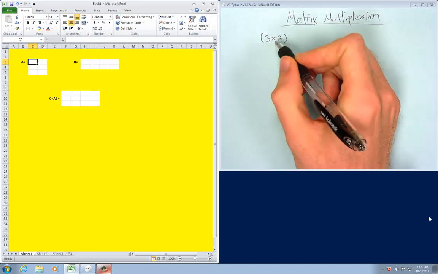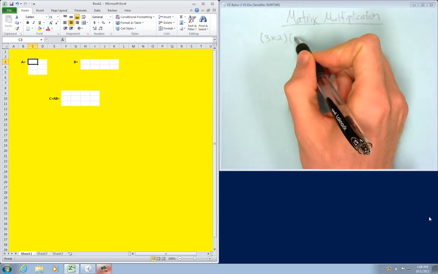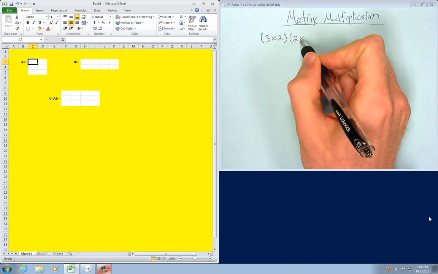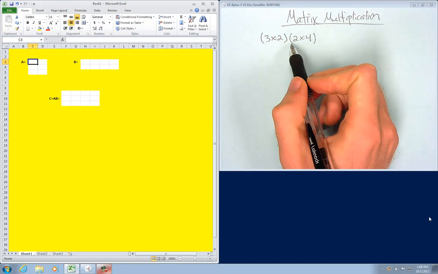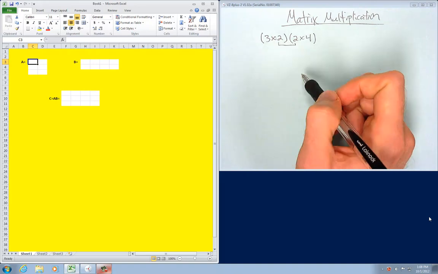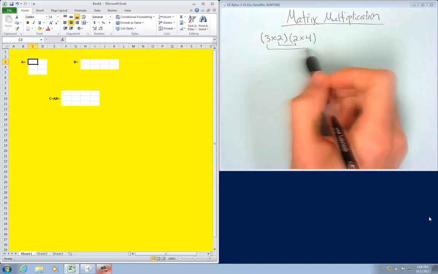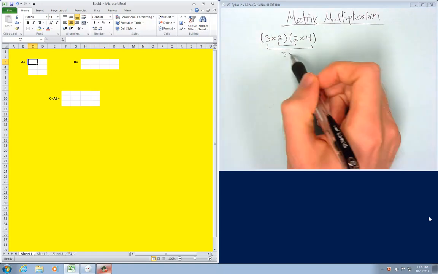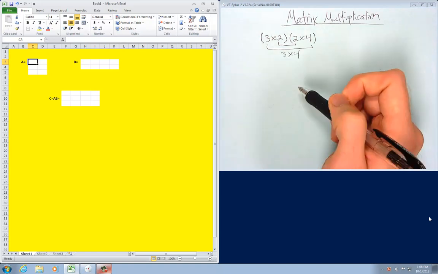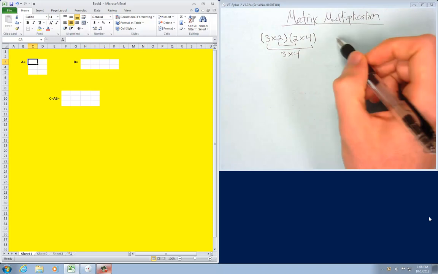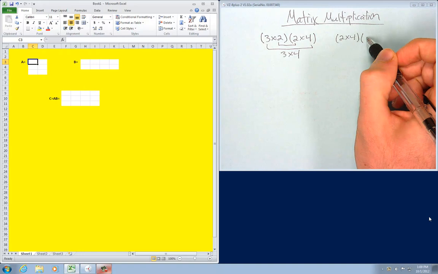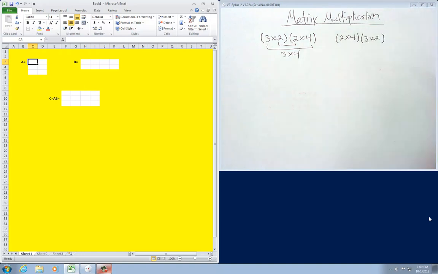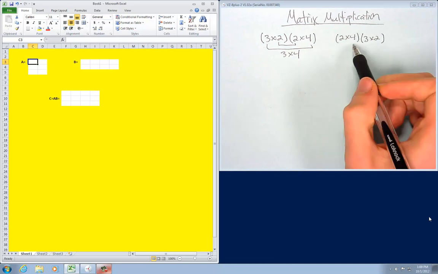Given a 3 by 2 matrix, you can multiply that with a 2 by 4 matrix because these inner numbers, these 2's, are identical. So your resulting matrix is going to be the outer numbers and give you a 3 by 4 matrix. Now let's say you wanted to switch the order and do the 2 by 4 matrix pre-multiplied by this 3 by 2 matrix. Can you multiply them together? No, you can't, because these numbers are not equal.